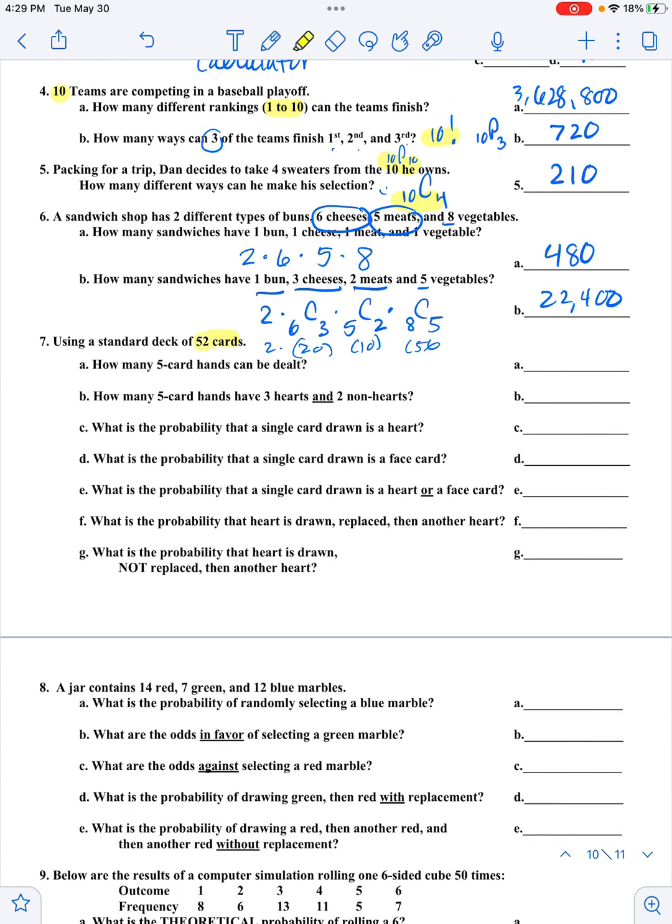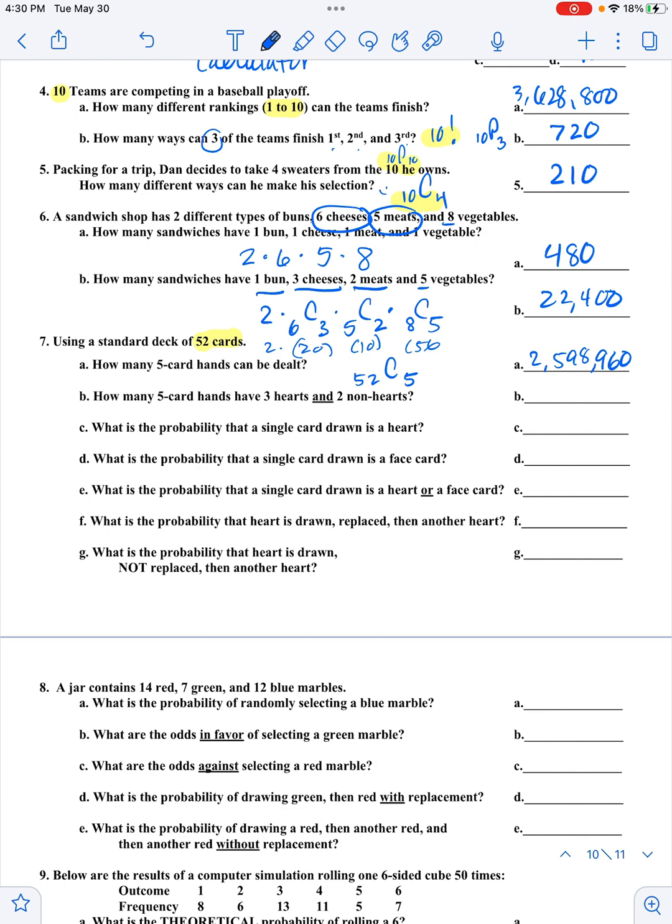Okay, this is using cards. So if you're not familiar with cards, go back and use the little green sheet. How many 5-card hands can be dealt? Well, there's 52 cards, and you would be choosing 5, like a group of 5 cards. And that comes out to be 2,598,960.